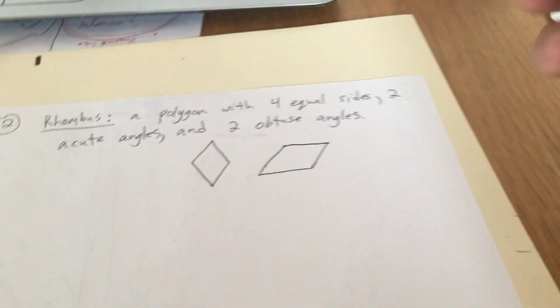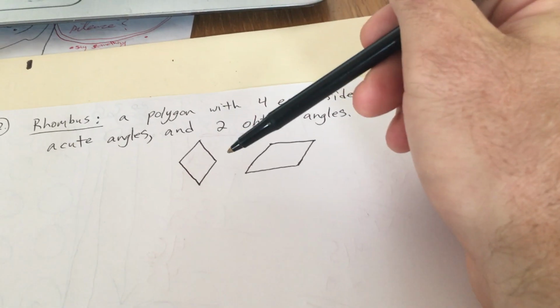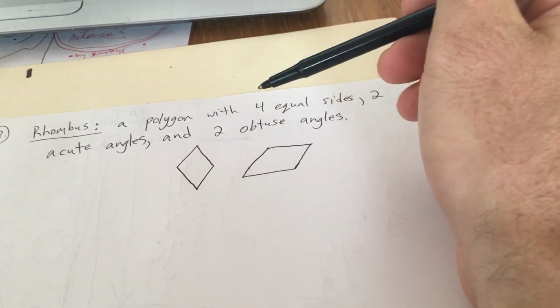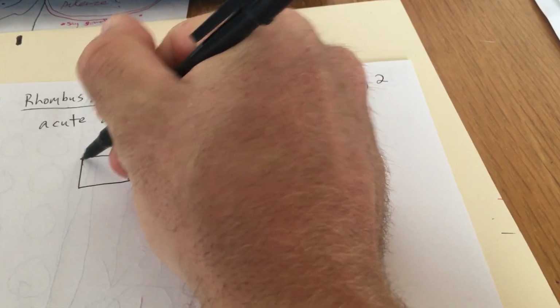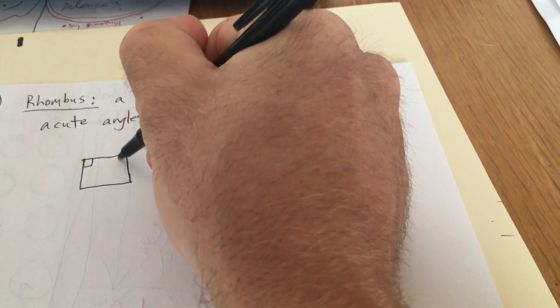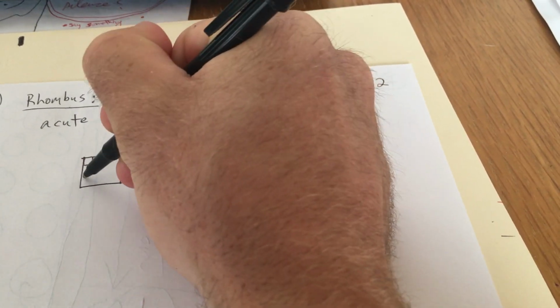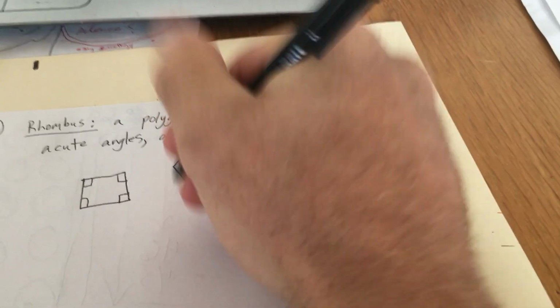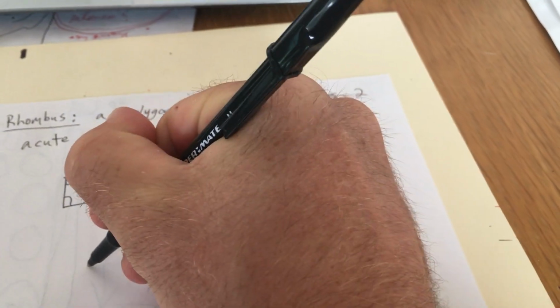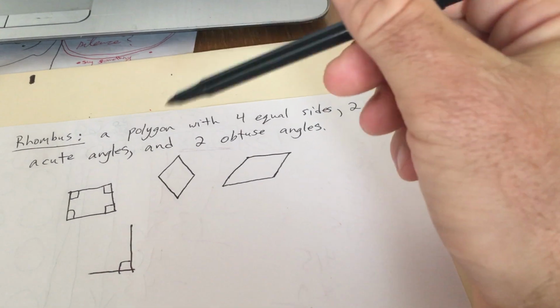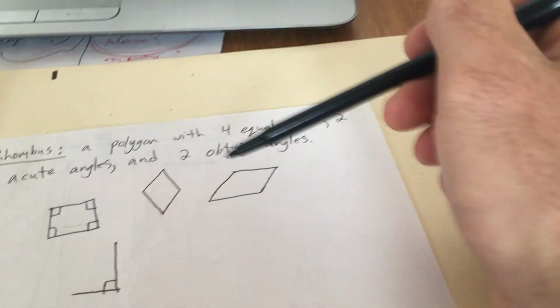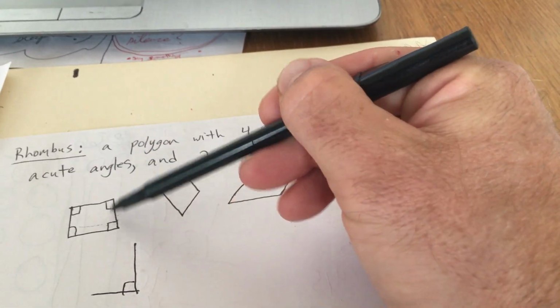The difference between a square and a rhombus, they're almost the same thing, except a square would have 4 right angles. A square would have 4 perfectly right angles, and a right angle would be exactly like the shape of an L. So the only difference between a square and a rhombus is that these angles are different.